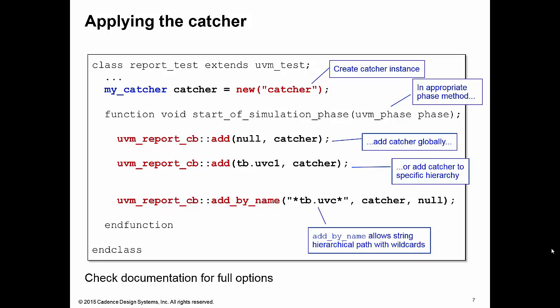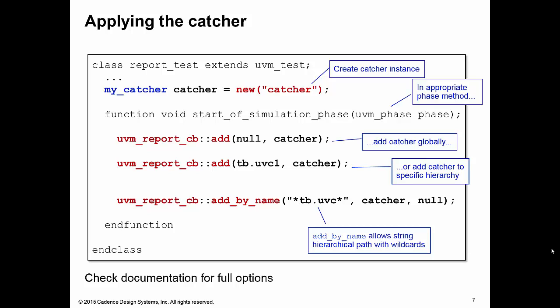In the second example here, I'm specifying a particular hierarchy. So here I'm saying any part of the hierarchy which matches the path name tb.uvc1 will have a catcher applied just to that hierarchy. And I can also use a different add option, add_by_name, and this allows me to specify the hierarchical path using a string, and this allows me to use wildcards in the hierarchical path to make the path a little easier to write.